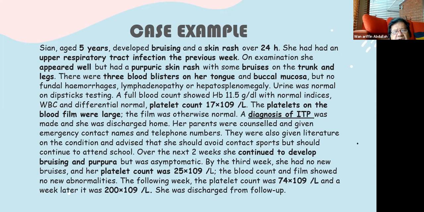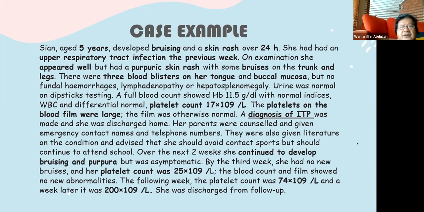But having said that, now it has been found that sometimes thrombopoiesis is depressed as well. Just like in thalassemia, the erythropoiesis is depressed, ineffective erythropoiesis. So in ITP, the platelet production can be depressed as well. So one of the treatments now for ITP is thrombopoietin. Okay, injection of thrombopoietin to increase the production of platelets.